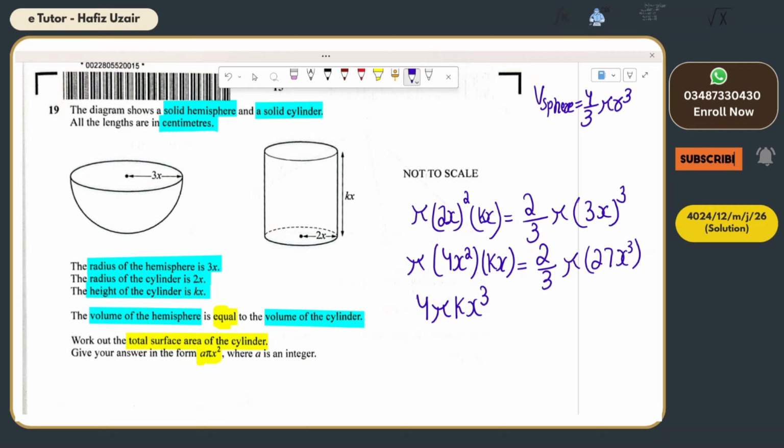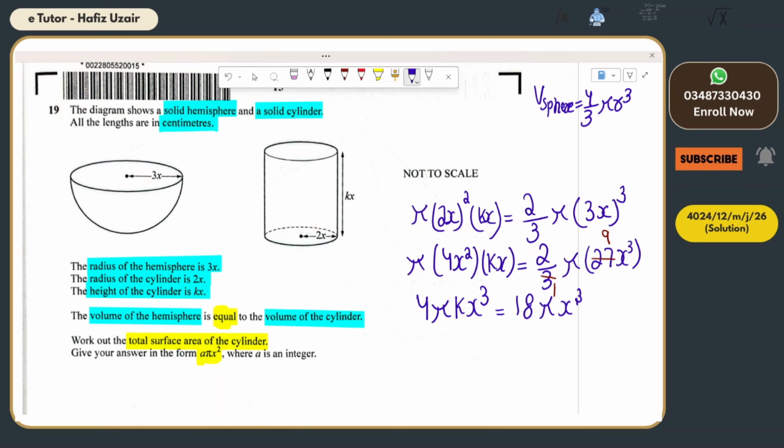So here you can write 4 as it is, pi as it is, then you have k, and then x square and x will make x cube. Let's do simplification over here. 3 times 1 is 3, 3 times 9 is 27, and 9 times 2 is 18. So this will be equal to 18 pi x cube.